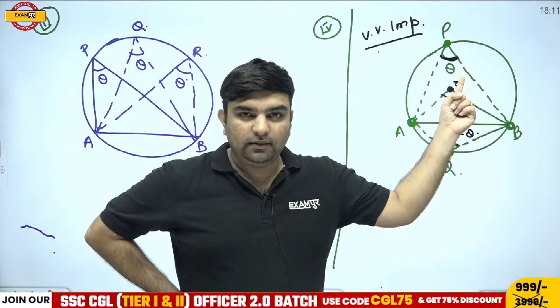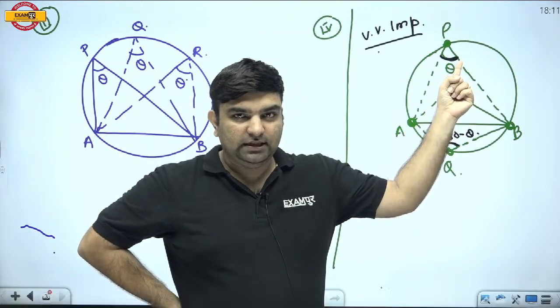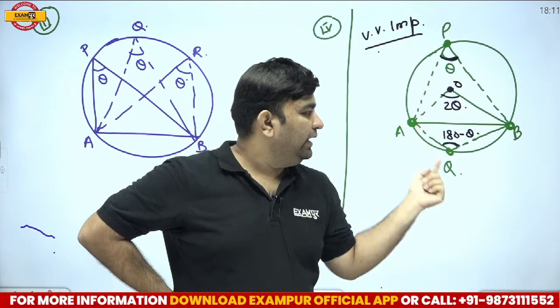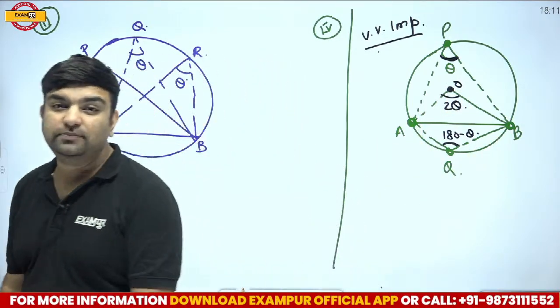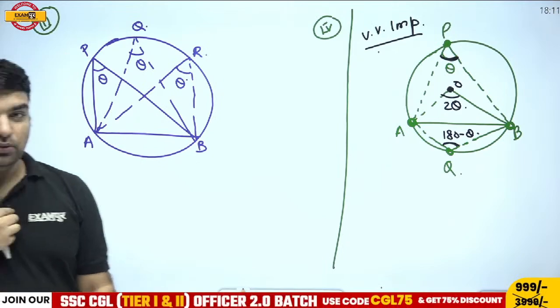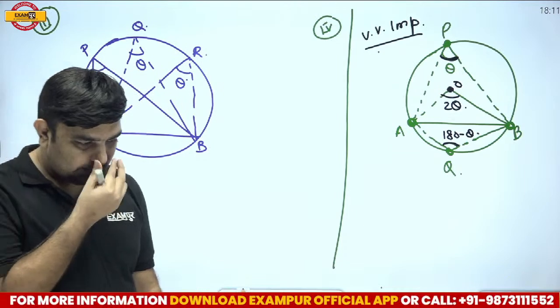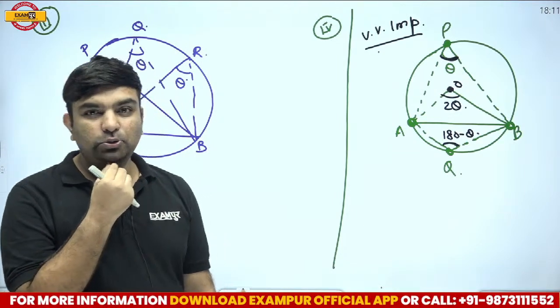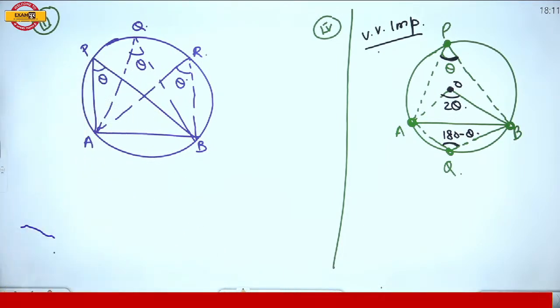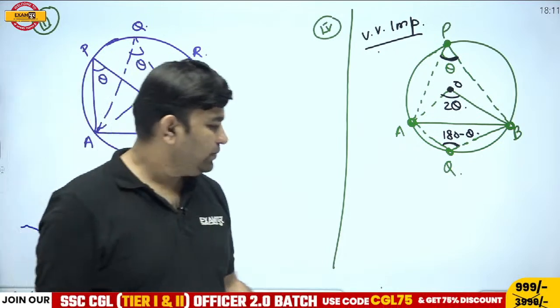If at the circumference it is theta, then at the center it is 2 theta, and in the minor arc it is 180 minus theta, my dear. Okay, let's move on.